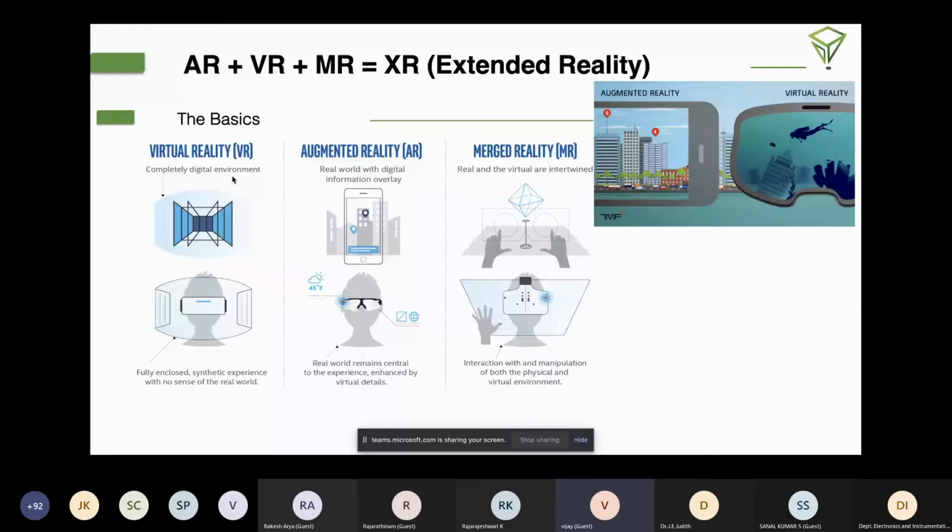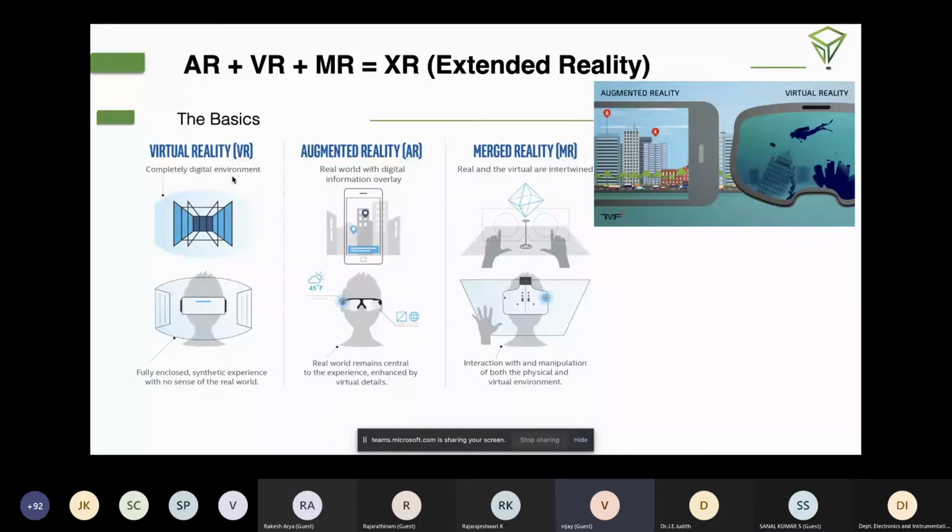Now, what MR, which is merged reality, does is it is a sort of combination of AR and VR. Not only the digital world, even the physical world could be manipulated. It could interact. In MR, you would be able to scan the real world. Once you scan the real world, it's mapped. You get to interact with it. You get to manipulate the physical world along with the digital world. And HoloLens by Microsoft is a fantastic example of MR.